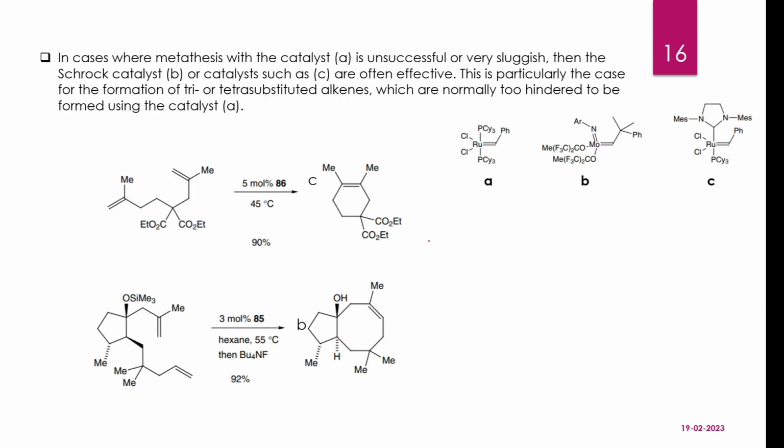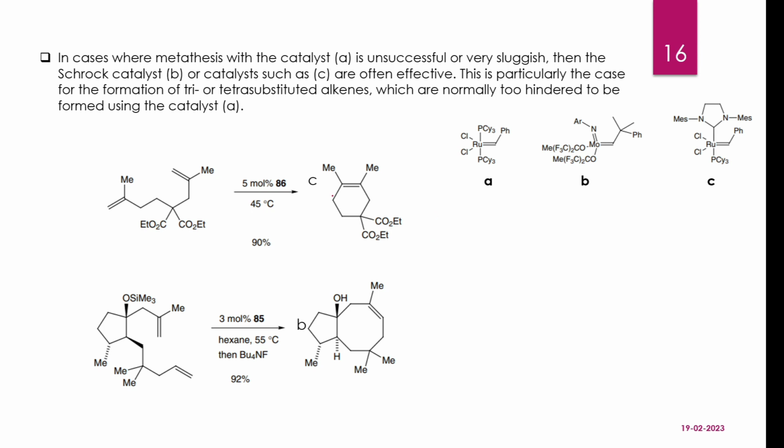So the next is, in cases where the metathesis with catalyst A is unsuccessful or very sluggish, then the Schrock catalyst B or catalysts such as C are often effective. This is particularly the case for the formation of tri- or tetra-substituted alkenes, which are normally too hindered to be formed using catalyst A. What they are saying is, whenever catalyst A is unable to give the product or the reaction is very slow, then we add the other two catalysts.